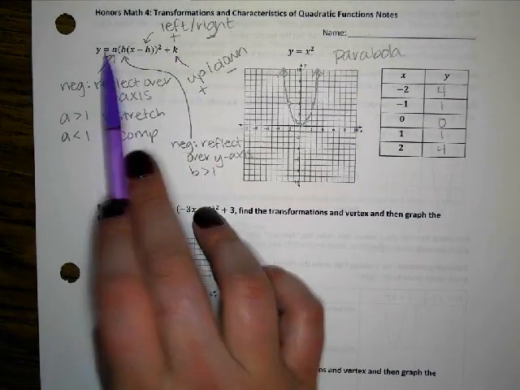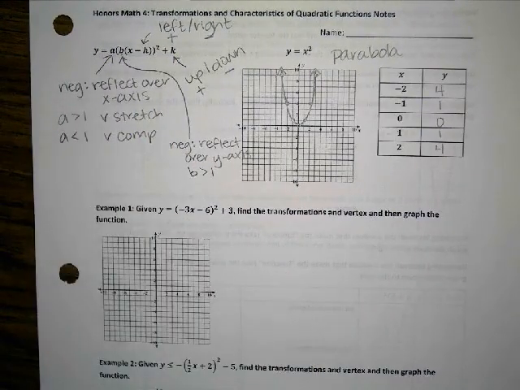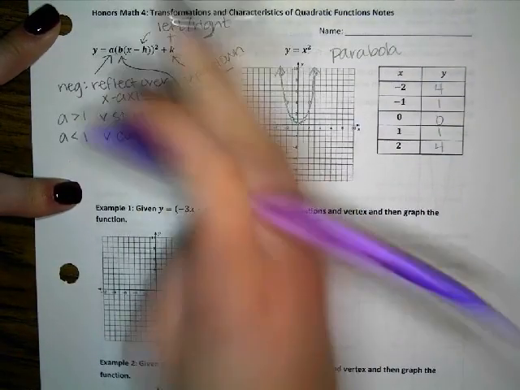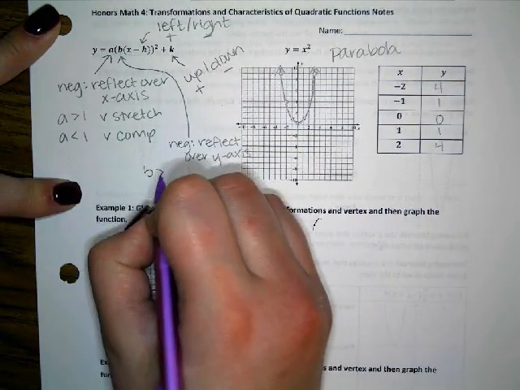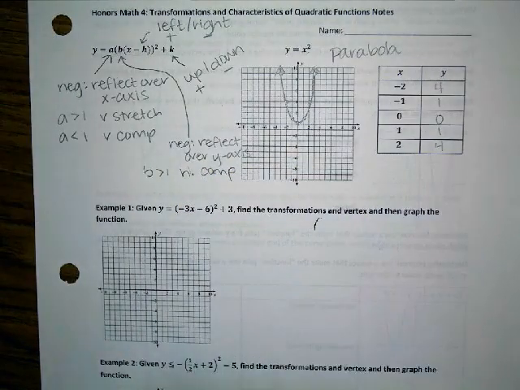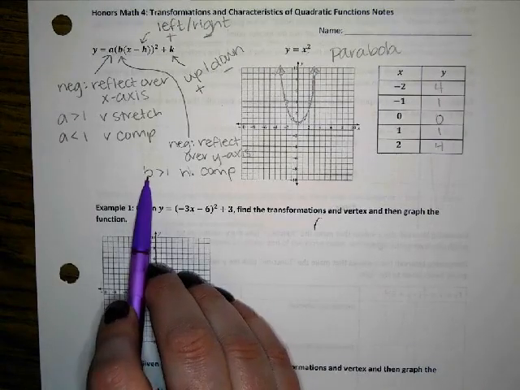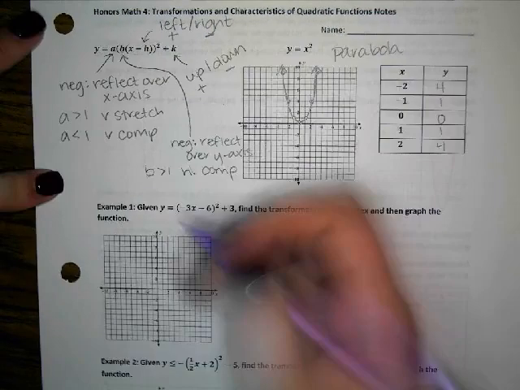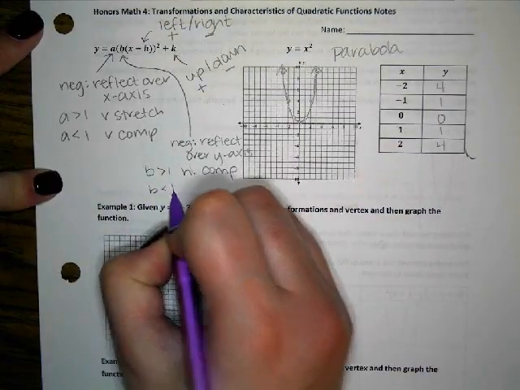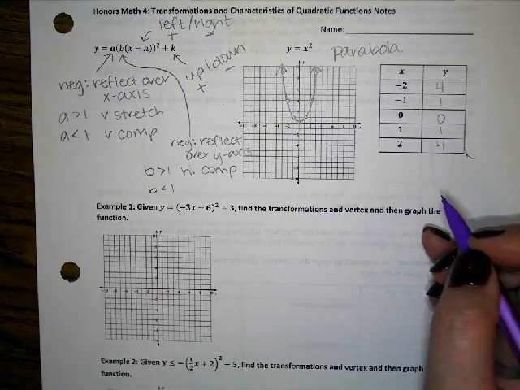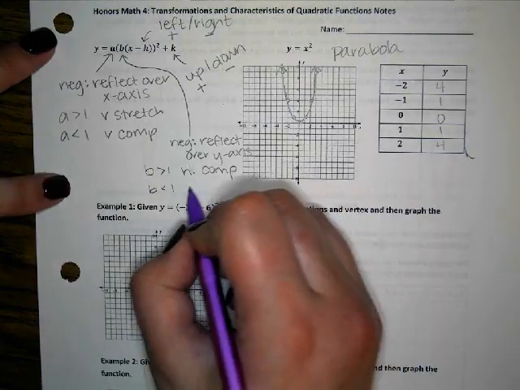You guys see the difference? So one thing goes vertically, one thing goes horizontally. So if the b value is greater than 1, it's going to be the opposite of what we would think. It's going to be a horizontal compression. So the sign doesn't matter because the sign has to do with a reflection over the y-axis. It's the size of the number that matters. If the b value is less than 1, again, not talking about the sign here, we're just talking about the size of the number. If the size of the number is less than 1, it's a horizontal stretch.